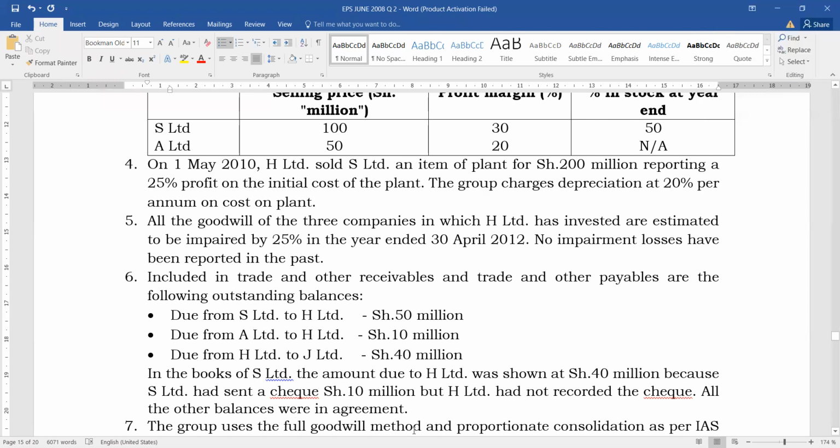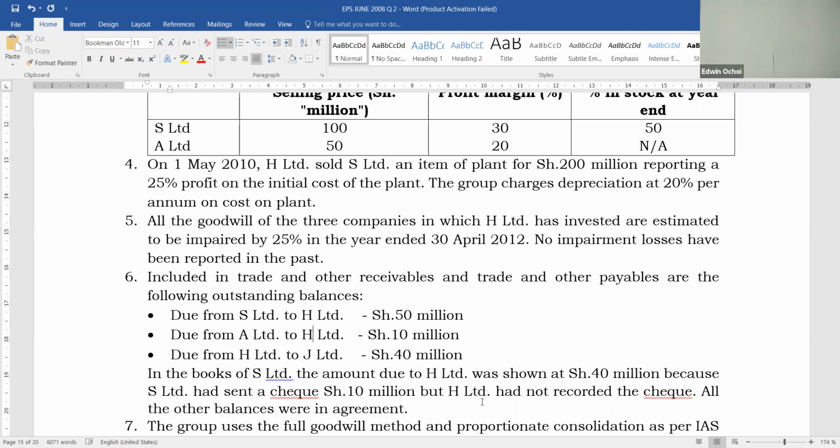There is cash in transit, 10 million. Yes, which means that the outstanding balance was... There's this outstanding amount of 40. So if you say cash in transit is 10, where is the 40 going? In the first statement, in the books of S Limited, the amount due to H was 40. Why is it 40, not 50? That is why they went ahead to give you that. The 50 already had 10 in transit.